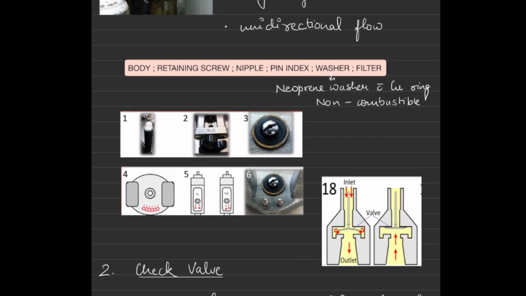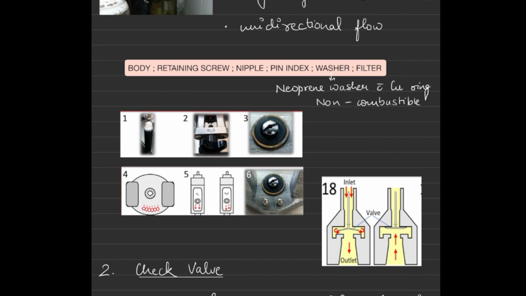Then we have the pin index. Pin index is for safety. So in order to prevent incorrect positioning of cylinders, we have the pin index. We have a washer to provide leakless flows. Neoprene washer is used with a copper ring and it is non-combustible. Filters are to filter out any debris which can cause fire.